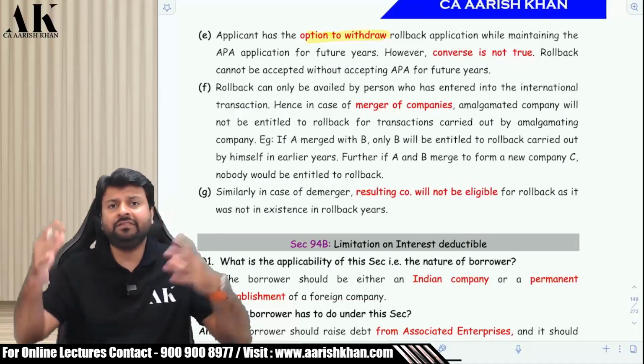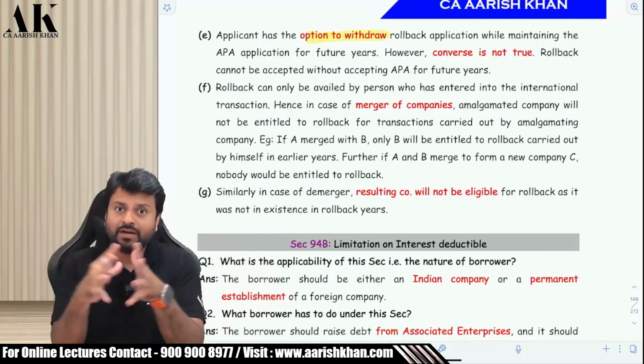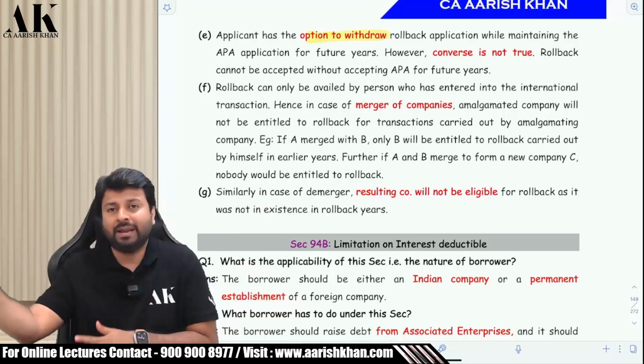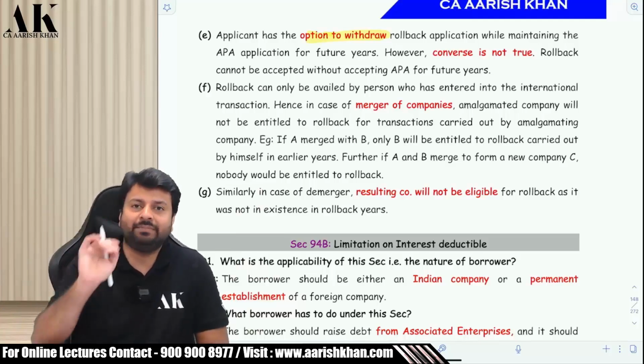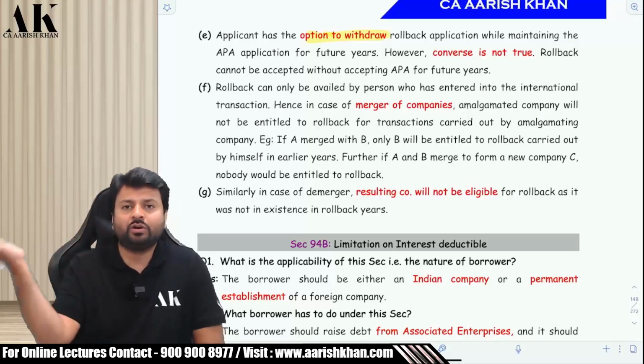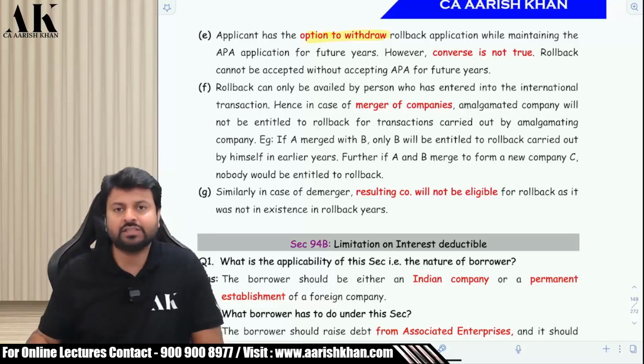Okay, but if you and I are merging and becoming a new company, C company. A and B are merging and becoming C company. Now C is making an application. Now C is the applicant. A and B are not applicants. So A or B cannot go for what? Rollback provision. Check it please. This is what it wants to say.